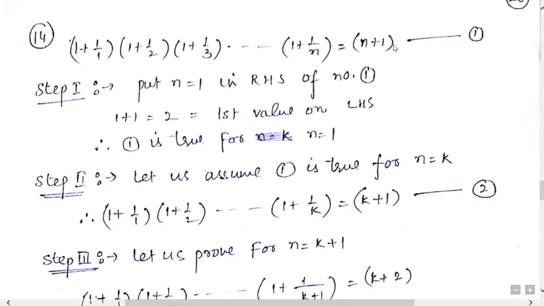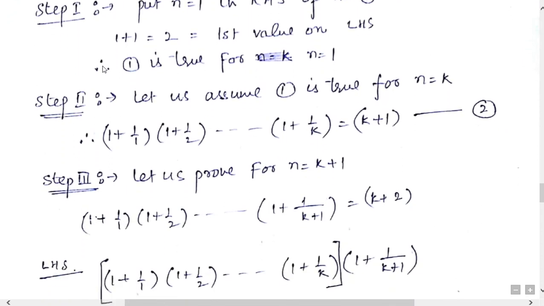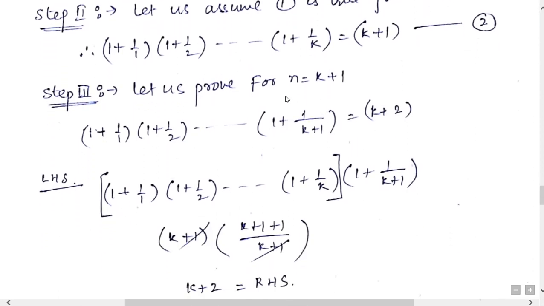Insert n is equal to 1. In right hand side, it's 1 plus 1, 2. It matches with the first value. First value is also 1 plus 1 over 1, that is 2. Let it be true for n is equal to k. Simply write k in place of n. Then try for n is equal to k plus 1. You can write 1 over 1 plus 1 over k plus 1. On right hand side, it's k plus 2.